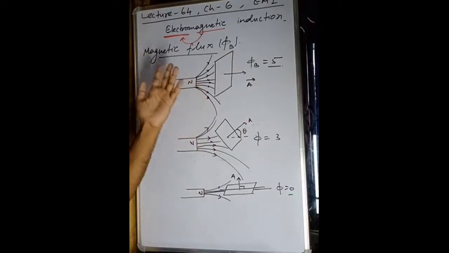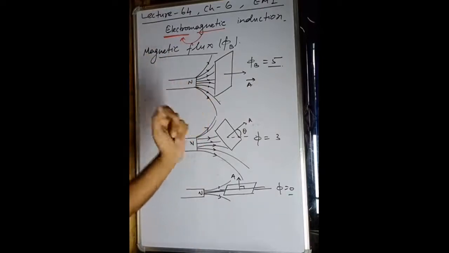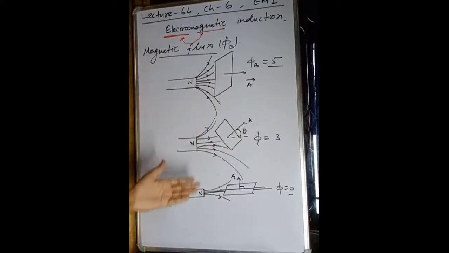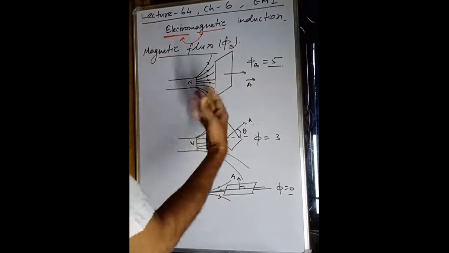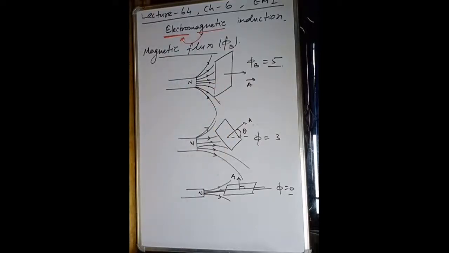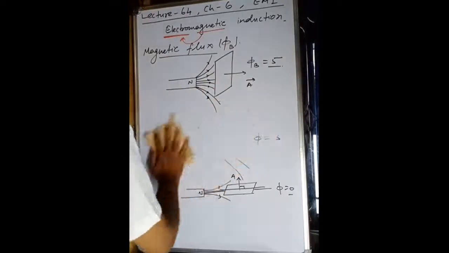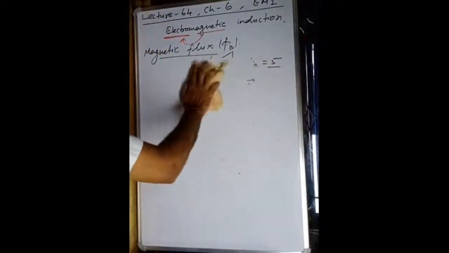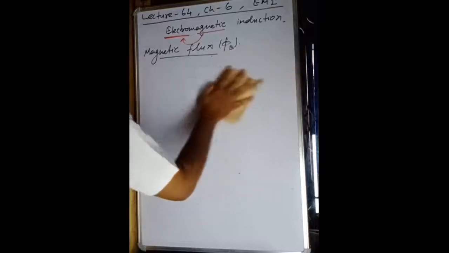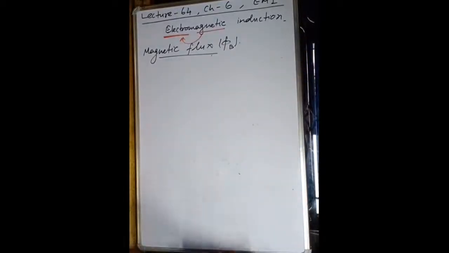My dear students, you can give the mathematical definition of this magnetic flux also using this particular diagram. Kindly keep this diagram in your mind. I'm going to explain it. Suppose we have a coil through which magnetic flux is linked like this one.